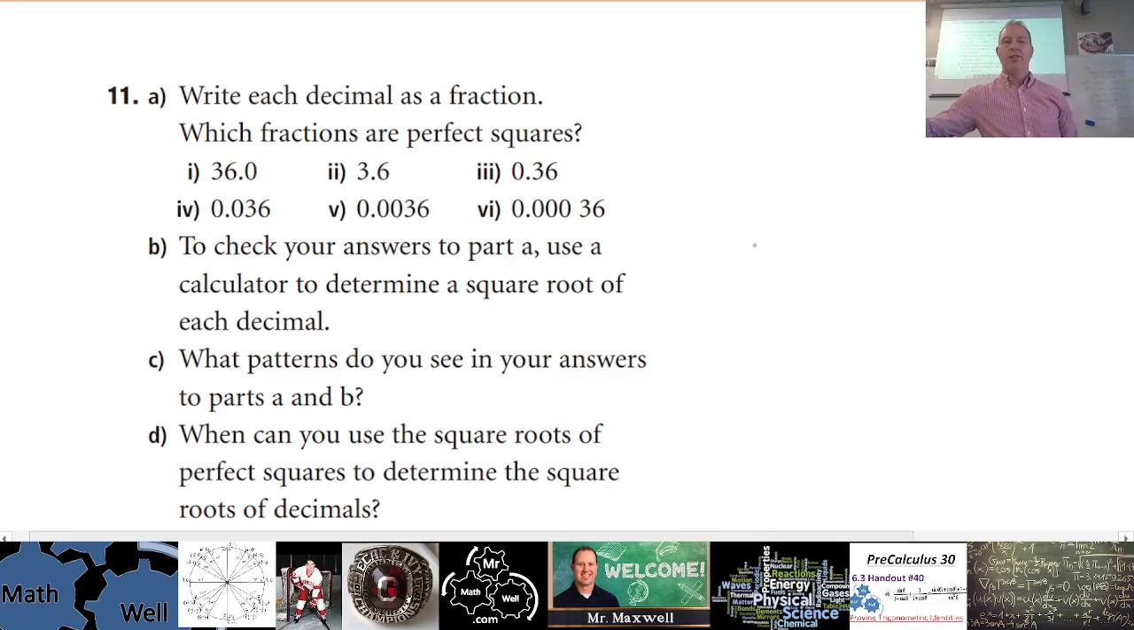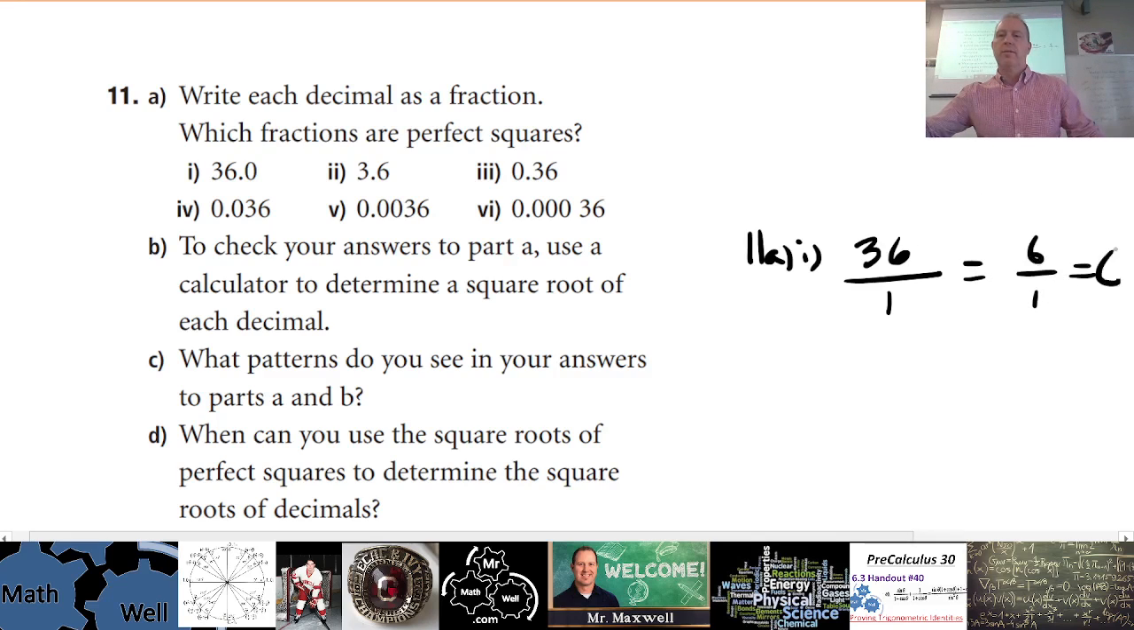So as a fraction, 11a Roman numeral number 1 is 36 over 1. It's 36.0. So are both of these numbers on the top and bottom a perfect square? Anybody? Yes, they are. That's 6 over 1. Just 6. Good. That's an easy one.